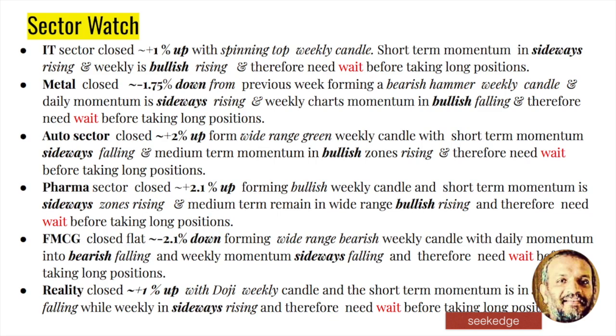But as a matter of fact, previous week there was some recovery in the IT sector, 1% up, auto sector 2% up, pharma sector 2.1% up, FMCG, ignore that, and realty also went up. So almost all the sectors have recovered. Only the metal and the pharma sector went down previous week, and FMCG is the only sector that has gone to bearish momentum on the short term, and none of the sectors are eligible to have a bullish momentum in both time frames. So you just have to wait. Market is sideways for sure.